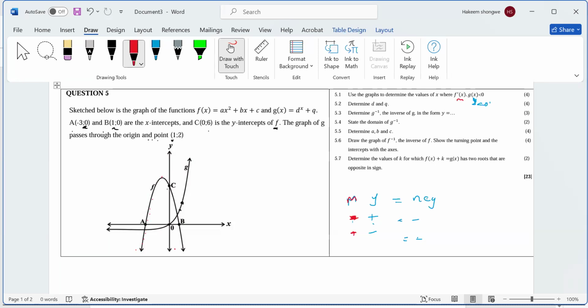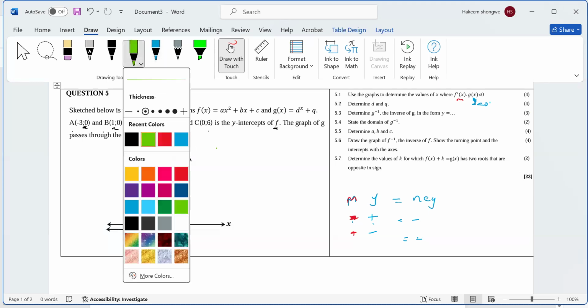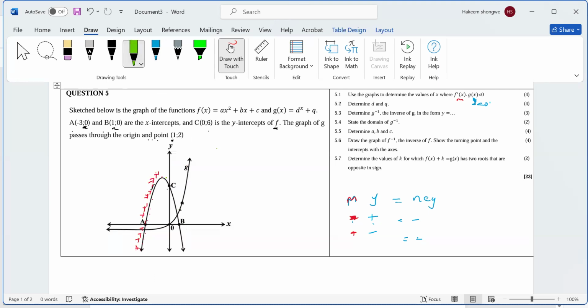So I will say this is positive, positive, positive. I want us to remember I'm not talking about the graph, I'm talking about the gradient, up until I get to the turning point. I could have just made a red line, and the red line will tell me what this is. Then I will use another color for decreasing. Let me use green. This one is negative, negative, negative.